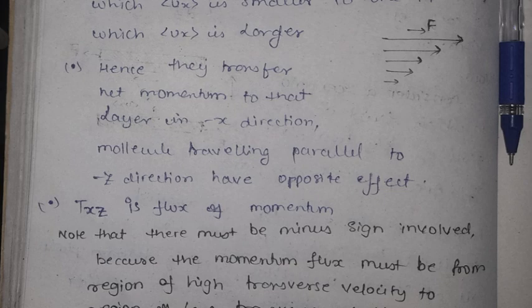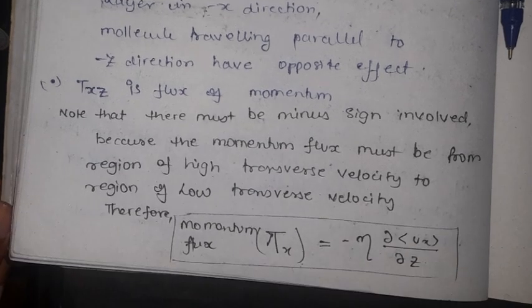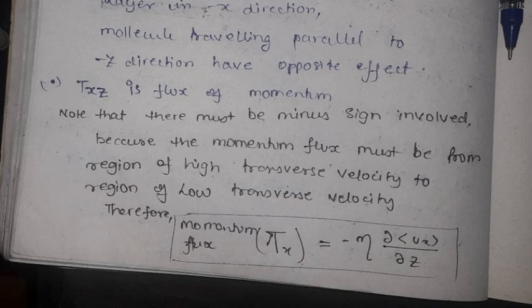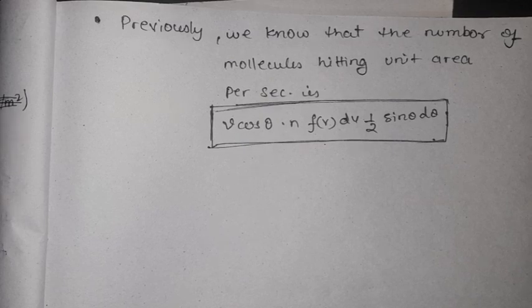Txz is flux of momentum, and note that there must be minus sign involved because the momentum flux must be from region of high transverse velocity to region of low transverse velocity. Therefore the momentum flux would be this. Previously we know that the number of molecules hitting unit area per second is this.